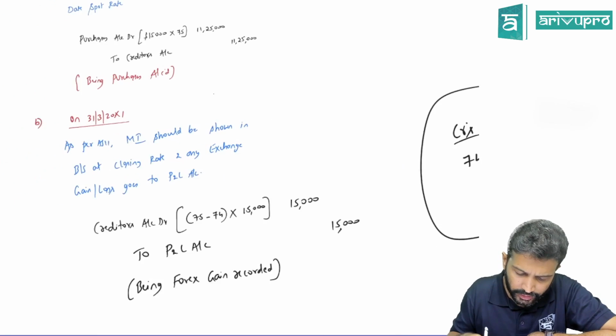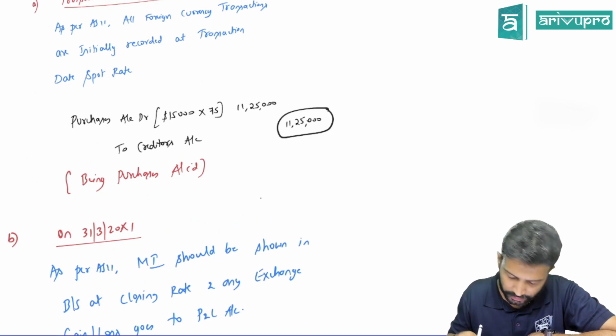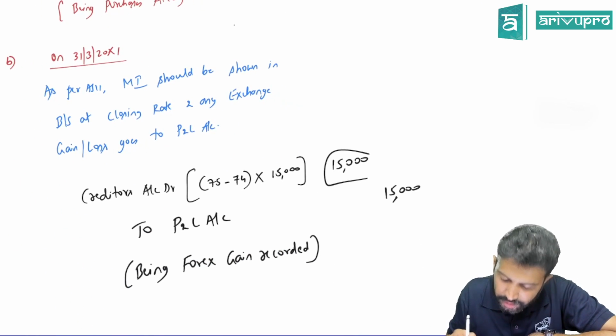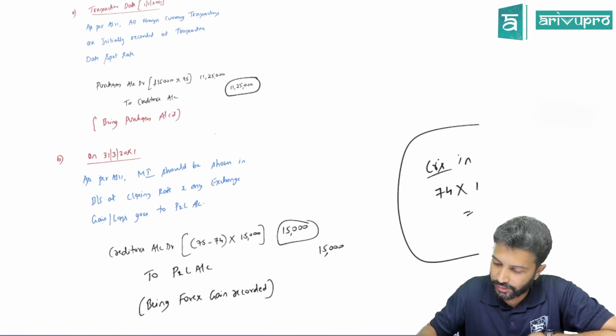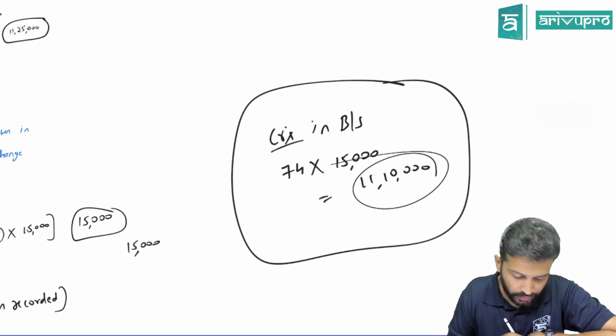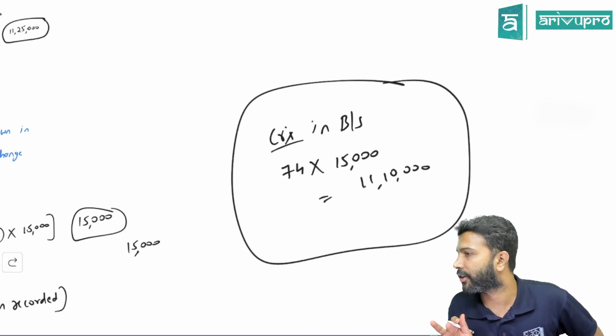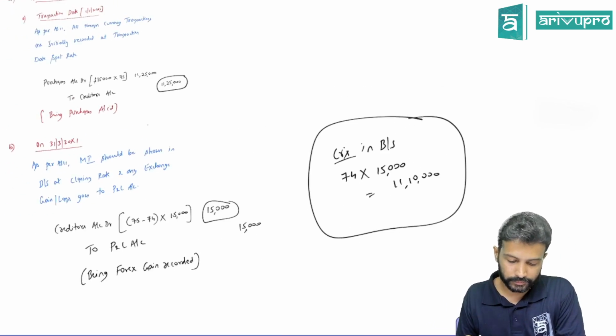Check your journal entry. You credited creditors by how much? 11 lakh 25,000. Then you debited creditors by how much? 15,000. 11 lakh 25,000 minus 15,000, what are you getting? 11 lakh 10,000. Automatically it is coming to the same number. Easy now? Okay.